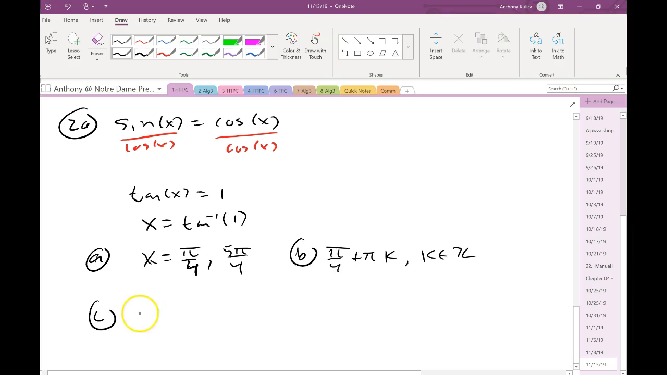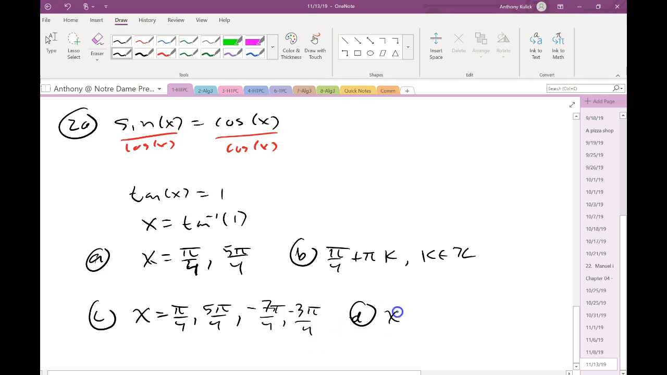For C, I'm still going to have my answers from part A, but then I can also have stuff from negative 2 pi to 0. So I can subtract 2 pi from each of these. So that's going to give me negative 7 pi over 4 and then negative 3 pi over 4.